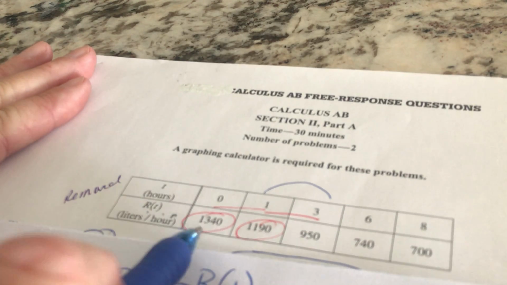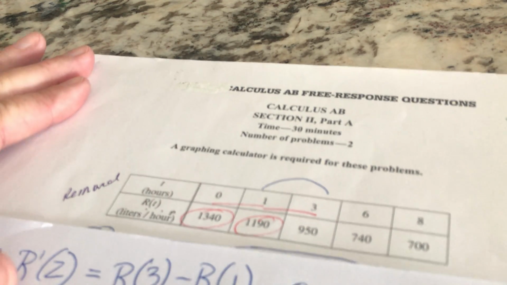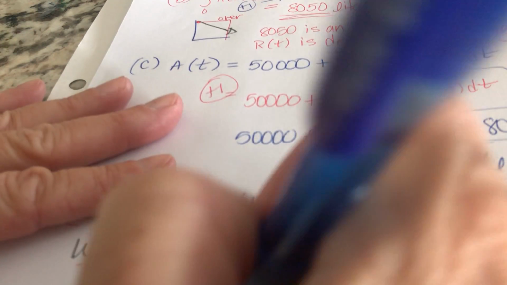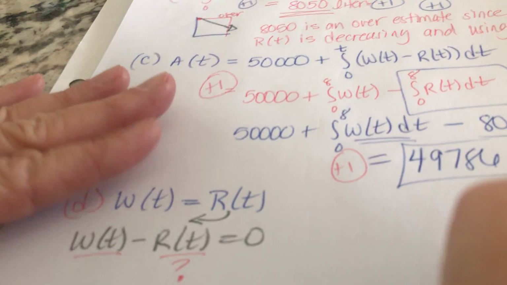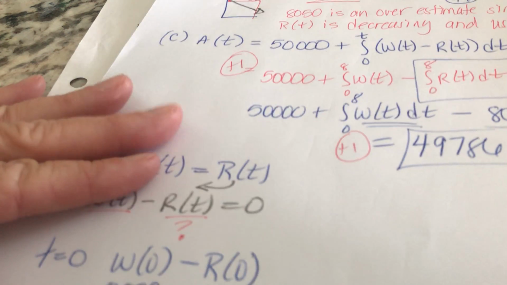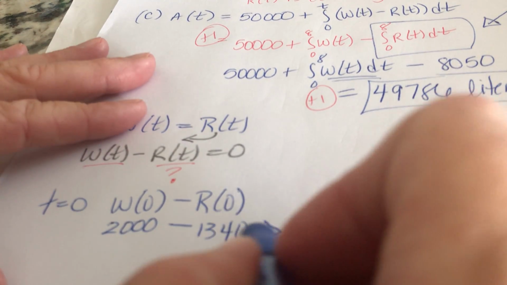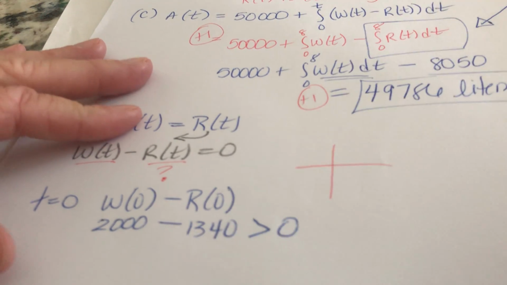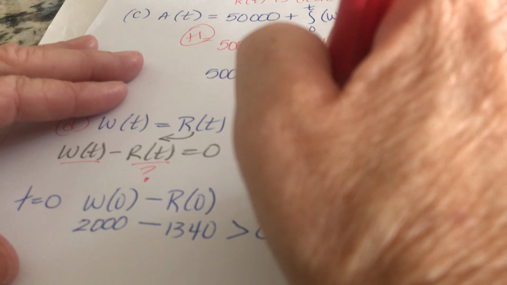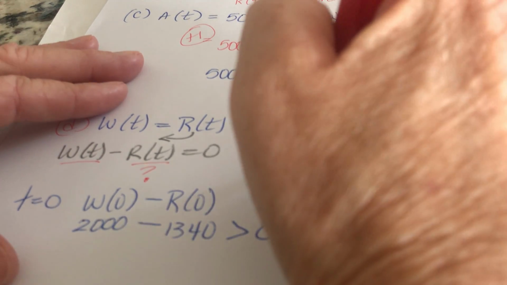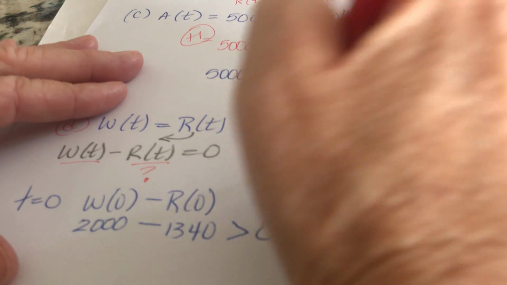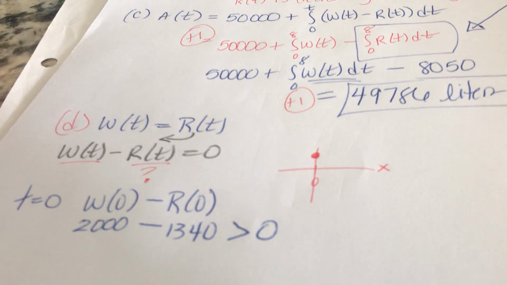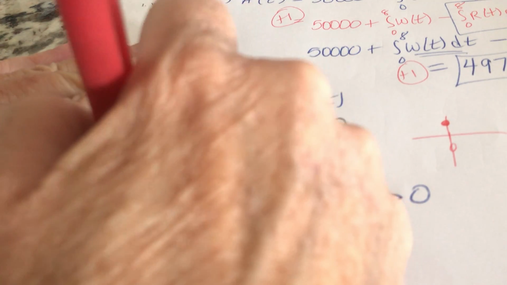R of 0 is in the chart. It's 1,340. And I can tell that that's going to be a positive number. It's greater than 0, right? So I'm going to do a little graph here just to show you. So at 0, our point is above the x-axis, right? It's above. Now let's look at t equals 8.